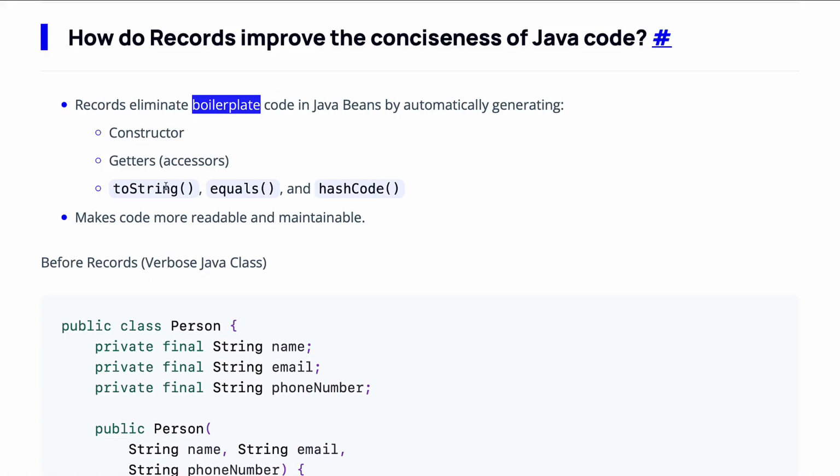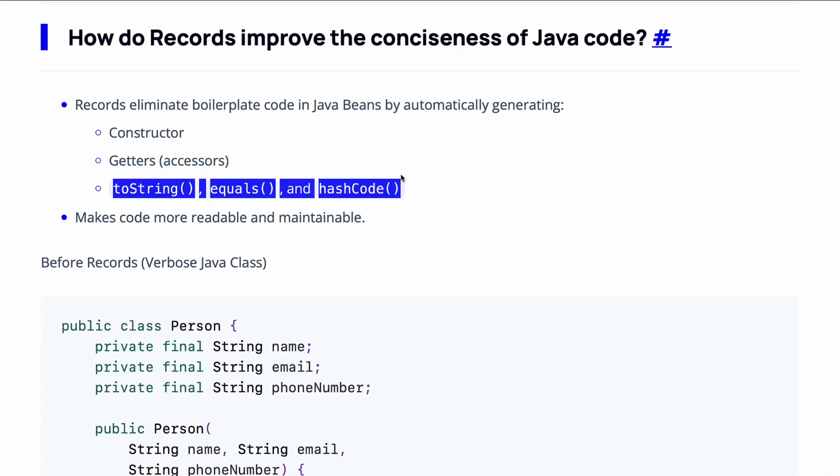You would also need to implement toString method, equals method, hashCode method. You need to follow all the best practices related to them. So whenever we create a Java bean, we have a lot of boilerplate code.